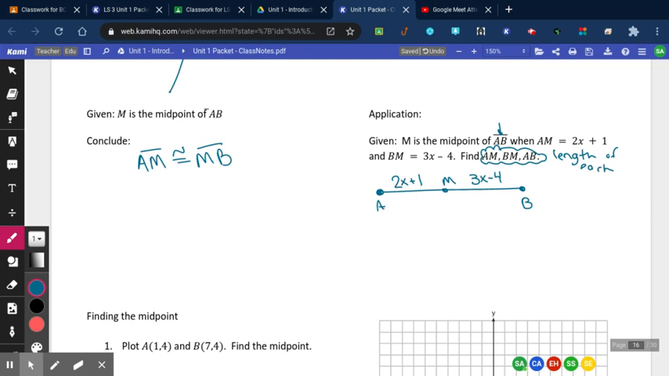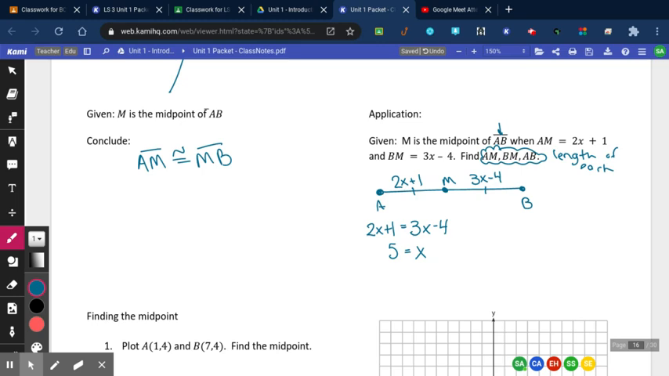So the way we would solve this is, if I have 2x plus 1 as AM, well, my midpoint tells me that these two segments are congruent, or another word for that would be equal. So 2x plus 1 equals 3x minus 4. Now I can go ahead and solve for x just like a normal equation. I'm going to add 4 to the left. That would give me 5, and I can subtract my 2x over. That just gives me 1x. So x would be 5 if I solve this equation.